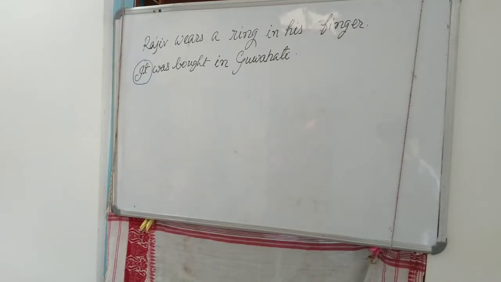Rajiv wears a ring in his finger. It was bought in Guwahati. So what happens? The ring is not used again in the second sentence, and it is replaced by the pronoun it. So it is a pronoun here.